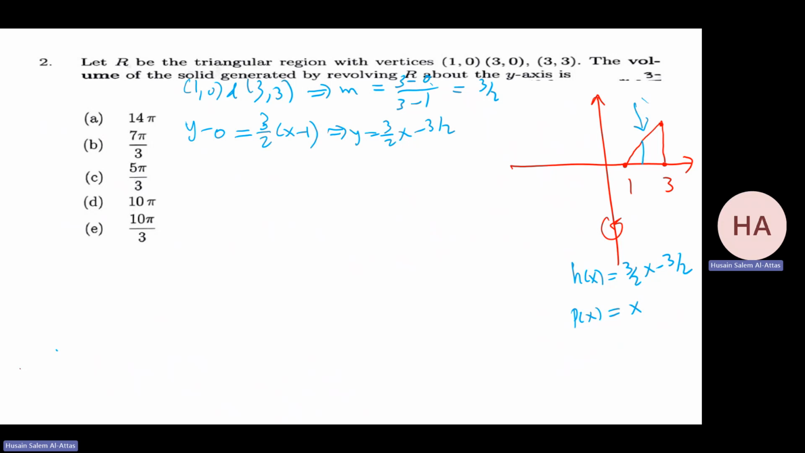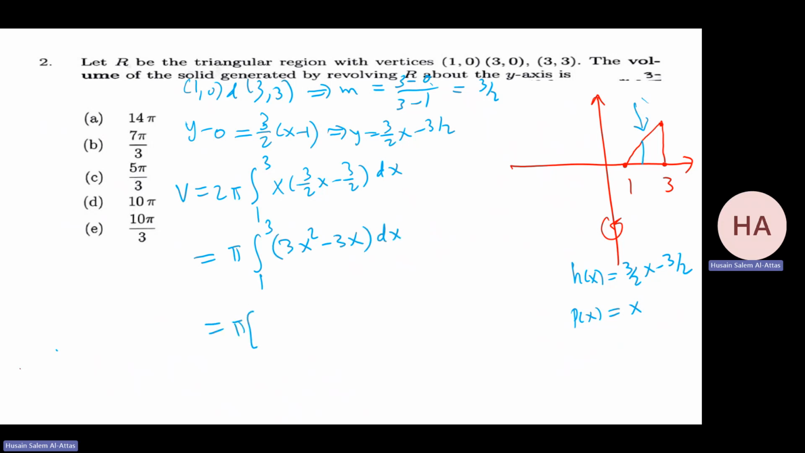And from where to where? From 1 to 3. So the volume will be 2 pi integral from 1 to 3 of x times (3 over 2 x minus 3 over 2) dx. I can take the 3 over 2 outside. That will be pi integral from 1 to 3 of 3x squared minus 3x dx.